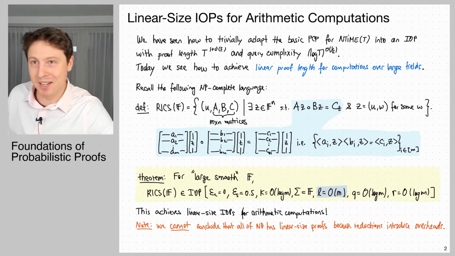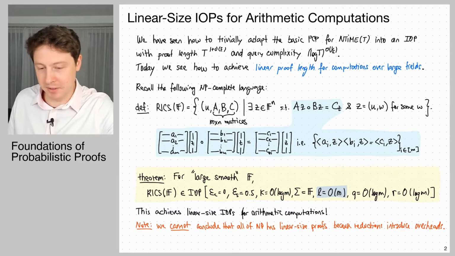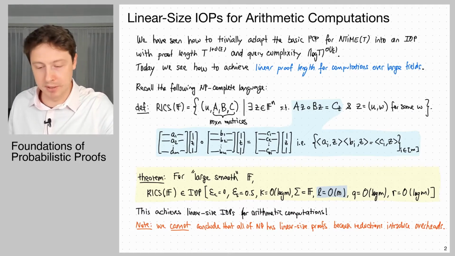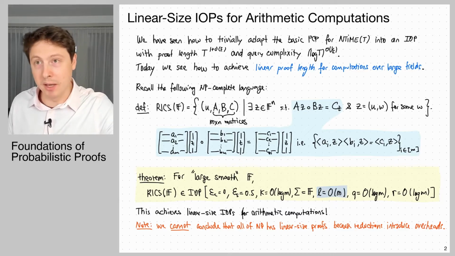And the quasi-linear time reductions are non-trivial. There were papers written in the late 80s, early 90s, basically showing that complexity theory is robust under quasi-linear time reductions. Okay, so that is the goal for today.